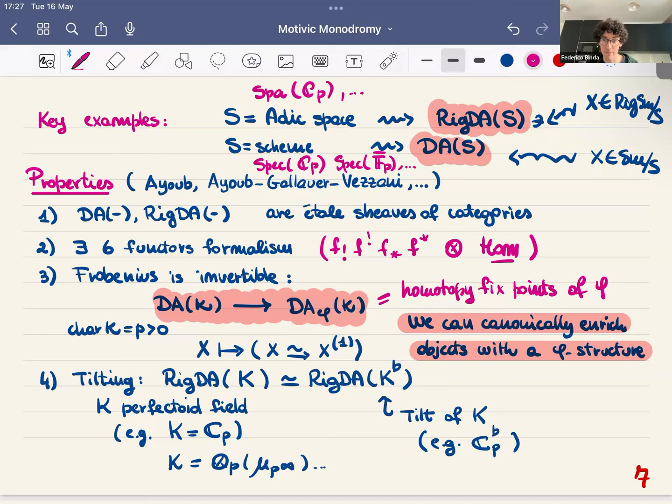Another amazing property for me of this theory is that it is insensitive to the tilting equivalence of Scholze. It means that if you start from a perfectoid field, something like C_p, the completion of the algebraic closure of Q_p, or something much smaller, like Q_p with all the p-power roots of unity added, they have a corresponding equicharacteristic p field. For example, C_p flat in the case of C_p, which would be the completion of the algebraic closure of F_p((t)). And motives don't see the difference between the two. So you can pass from a situation in equicharacteristic p to a situation in mixed characteristic. And of course, the advantage in doing so is that mixed characteristic is difficult and equicharacteristic is supposed to be easier. This is something, for example, that we use in our work on the weight monodromy conjecture.